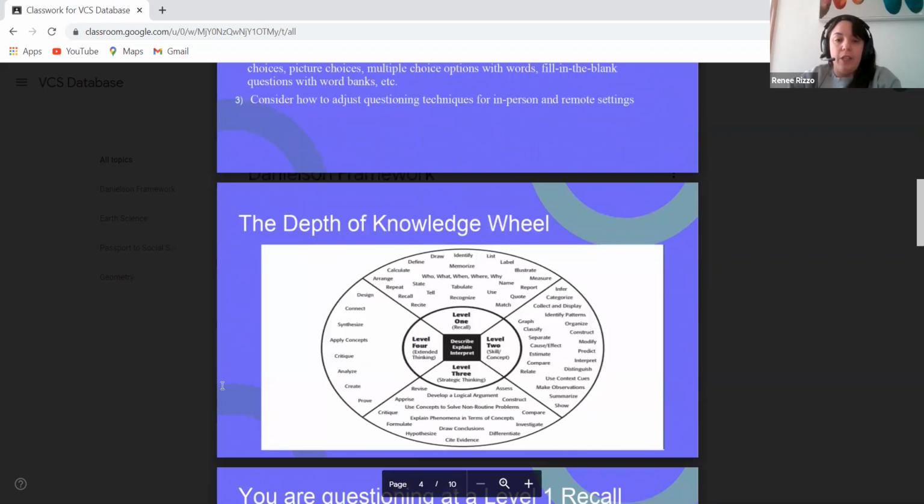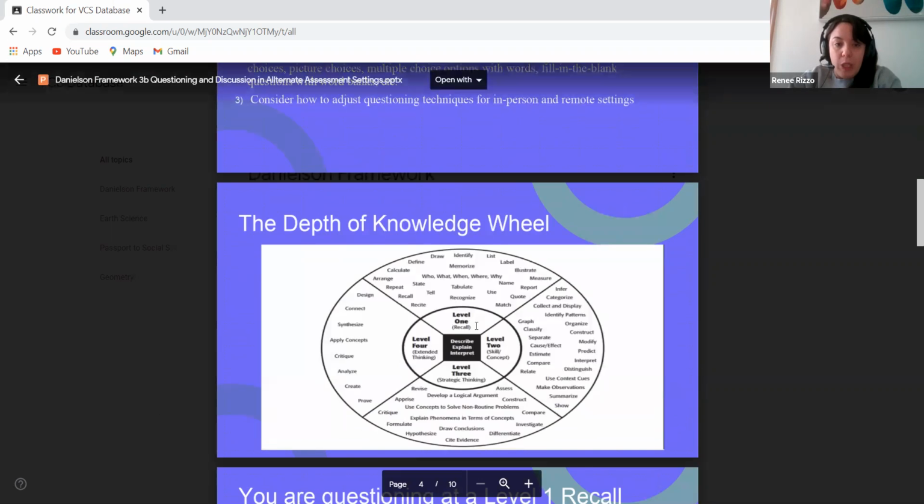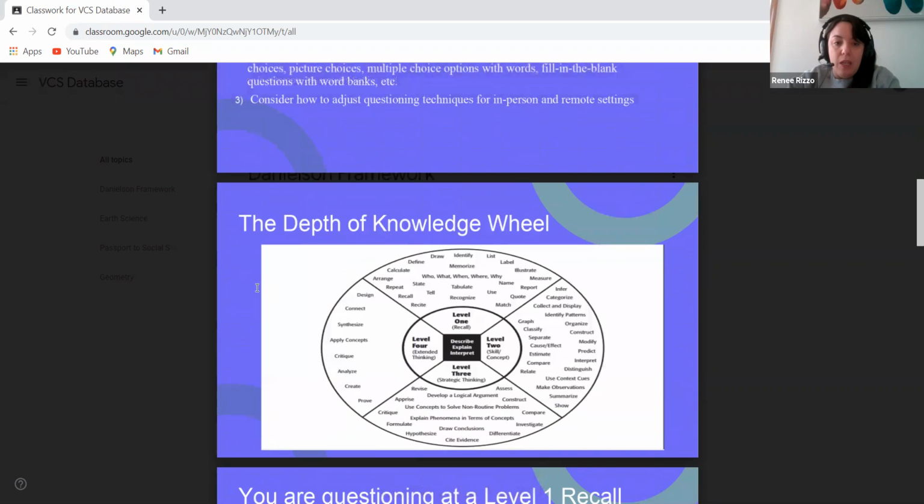So, the depth of knowledge wheel. At level one, recall, we have arrange, repeat, recall, recite, define, calculate, state, tell, draw, identify, memorize, who, what, when, where, why, tabulate, recognize, list, label, illustrate, measure, name, report, use, quote, and match.